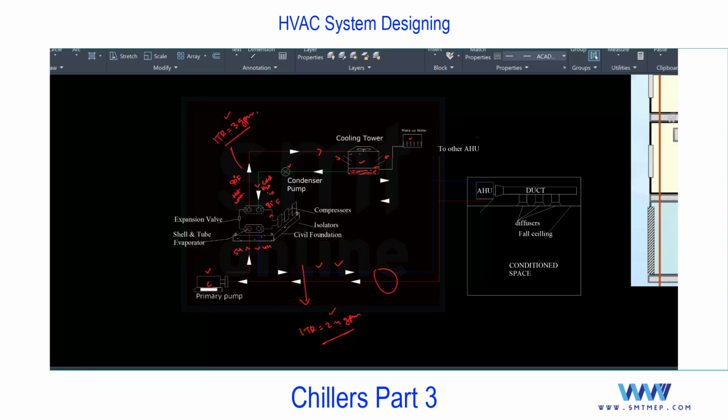The primary cycle is same. The refrigerant cycle, this secondary cycle is same. But the difference is only at condensing side. So this is important. For interview point of view, you must use this term condenser.